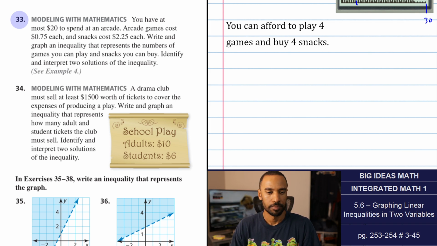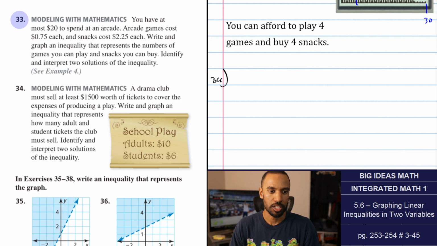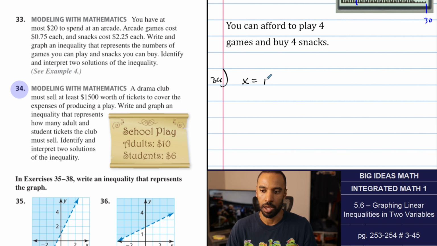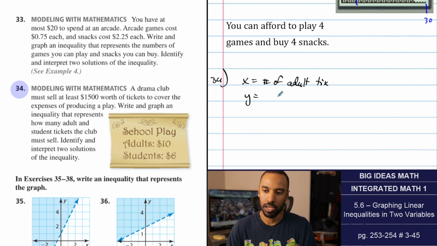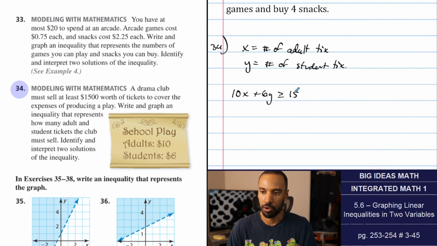Number 34, a drama club must sell at least $1,500 worth of tickets to cover the expenses of producing a play. Write and graph an inequality that represents how many adult and student tickets the club must sell, identify, and interpret 2 solutions of the inequality. So on this one, adults are $10 each, students $6 each. Let's let X equal number of adult tickets and Y equal number of student tickets. And this says 10x plus 6y must be greater than or equal to 1,500. We have to exceed it.